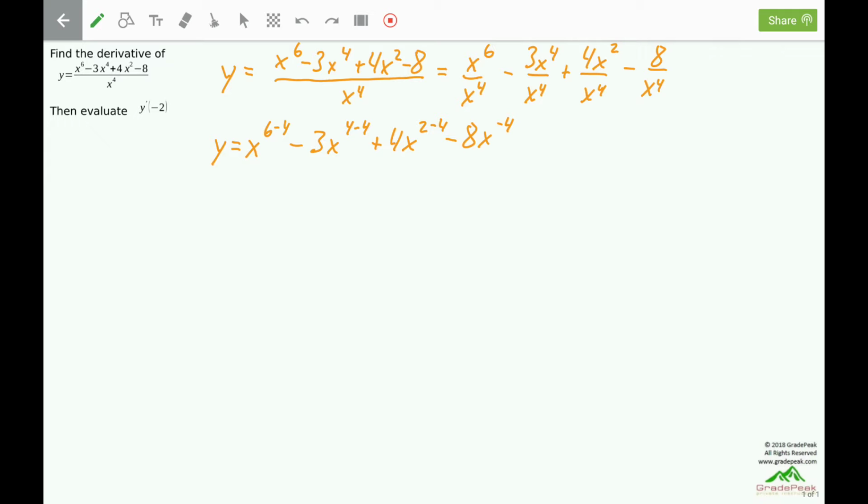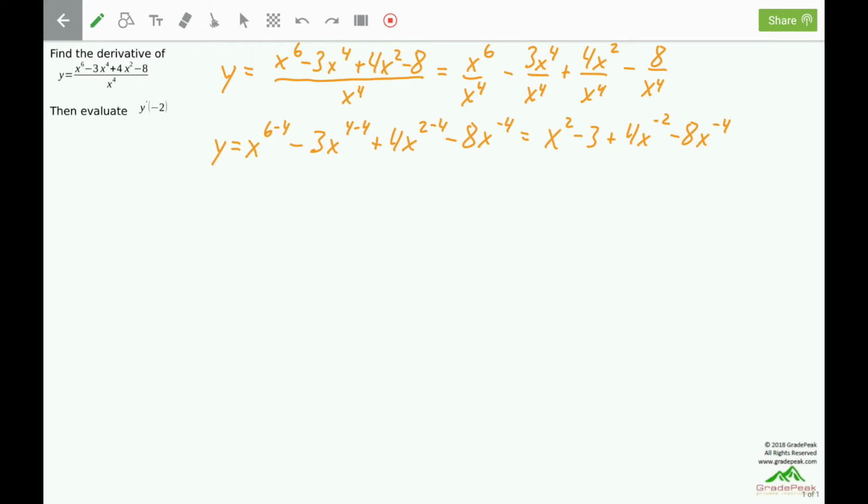There's no x in the numerator to subtract it from, so it just moves up to the numerator to be a negative 4. 6 minus 4 is 2, minus 3x to the 4 minus 4, which will be x to the 0, and x to the 0 is equal to 1, so that'll be just a minus 3, plus 4x to the 2 minus 4, which is negative 2, and then minus 8x to the negative 4.